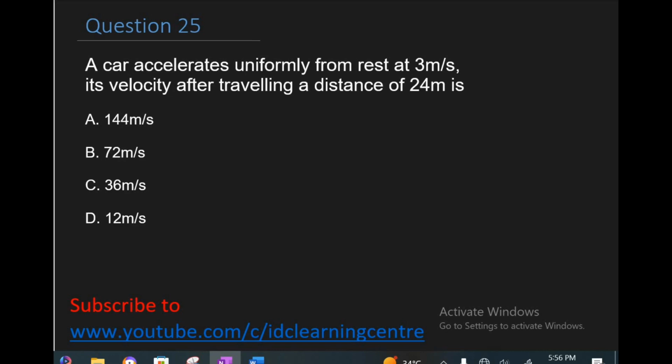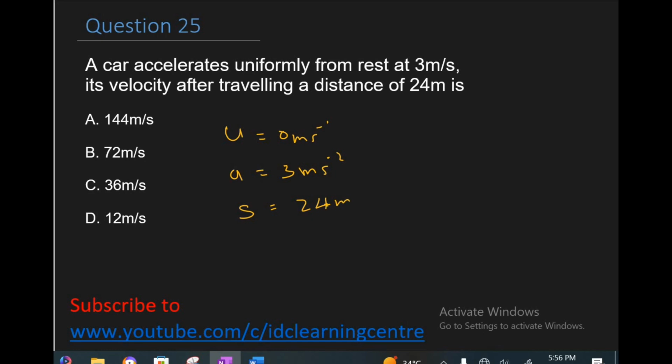Okay, so let's get the data for this question. The car accelerates uniformly from rest at 3 meters per second squared. From rest, that means our u is equal to 0 meters per second. So the acceleration, a, is equal to 3 meters per second squared. Then what else do we have? We have distance, s, as 24 meters.